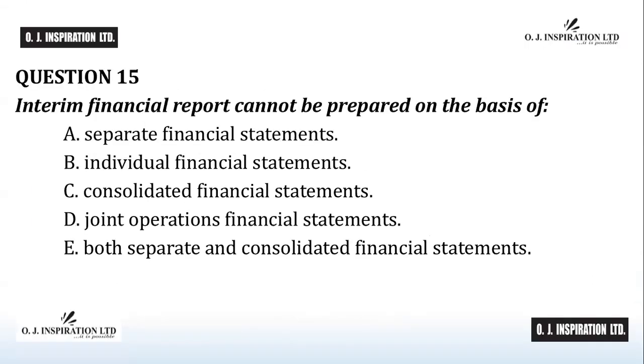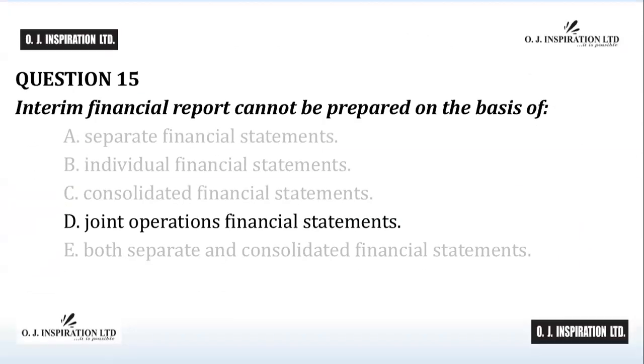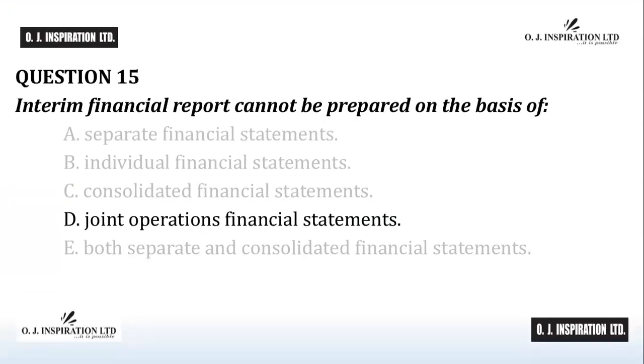Question number 15. The answer to question number 15 is D, joint operations financial statements. Joint operations financial statements do not exist under IFRS. With respect to IFRS 11, a joint operator is a party to a joint arrangement that accounts for its contributions and undertakings for assets and liabilities respectively in its own books. IAS 34 permits interim financial reports to be produced or presented for individual, separate, or consolidated financial statements. D is the answer to question number 15.